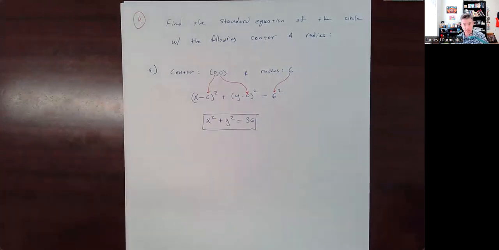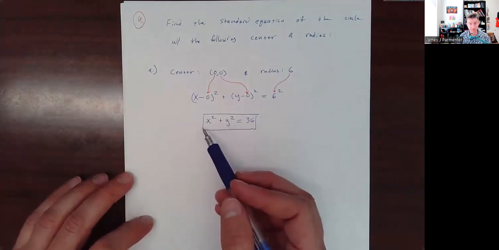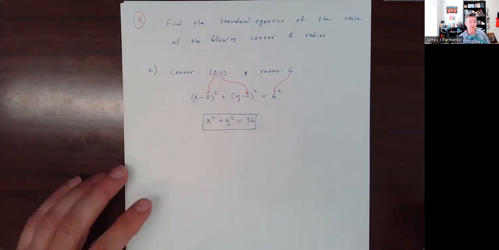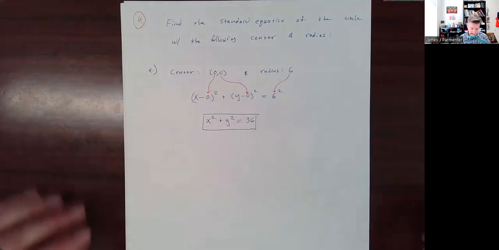I want to point out 0, 0 isn't a point on this circle. 0, 0 doesn't satisfy the equation. If I plug in 0 for x and 0 for y, 0 squared is 0, 0 squared is 0, and 0 plus 0 is 0, which isn't 36. And that's how it should be. The center is not a point on the circle. It's still an important point to be aware of, but it's not actually on the circle.